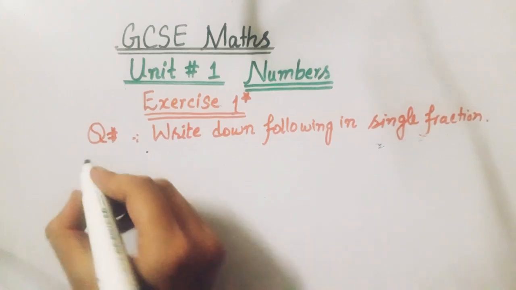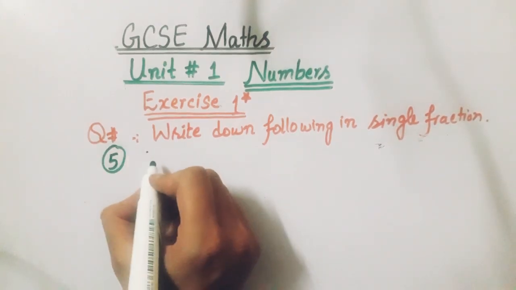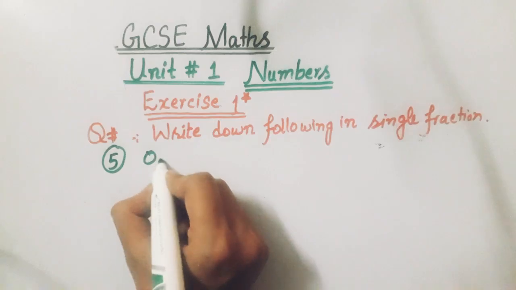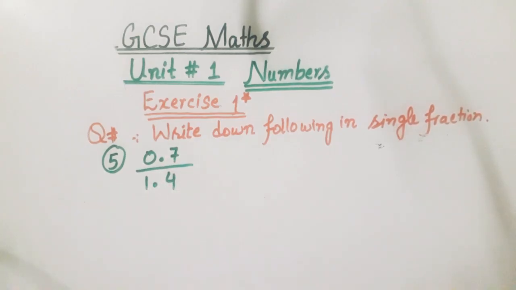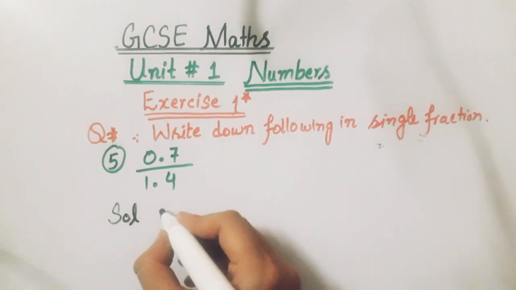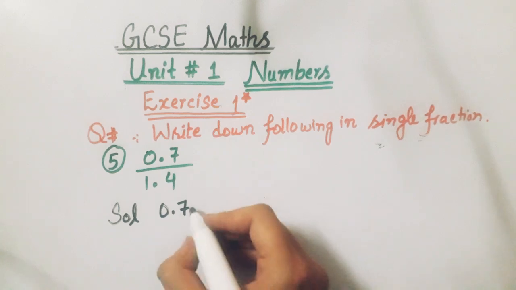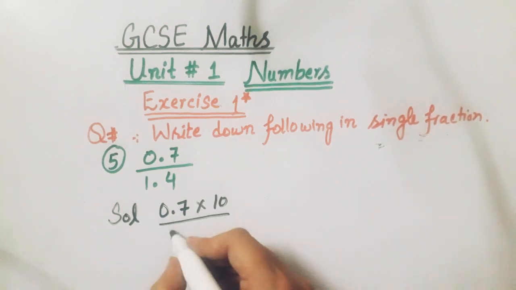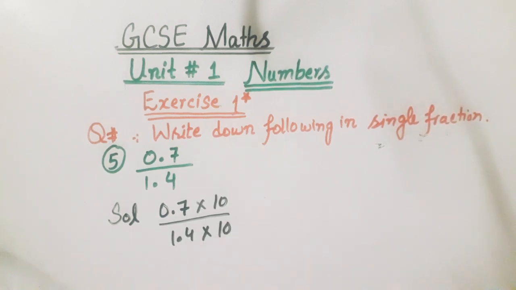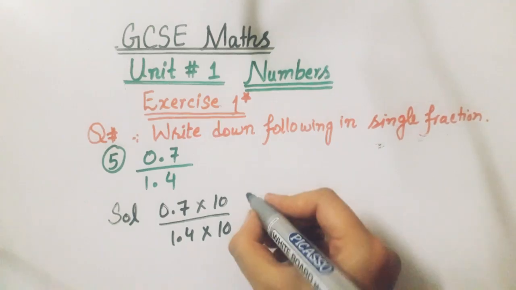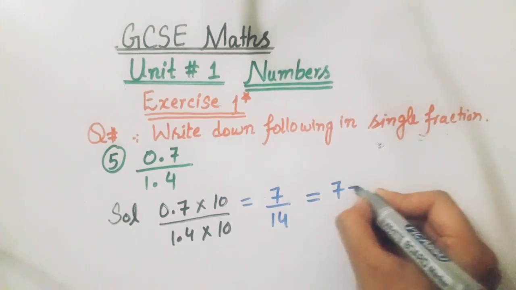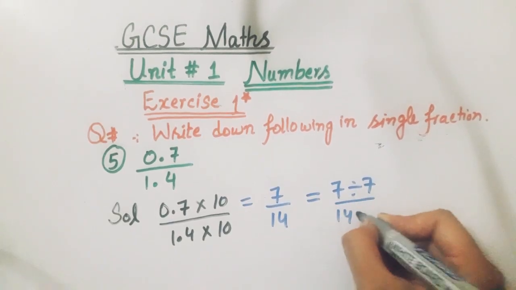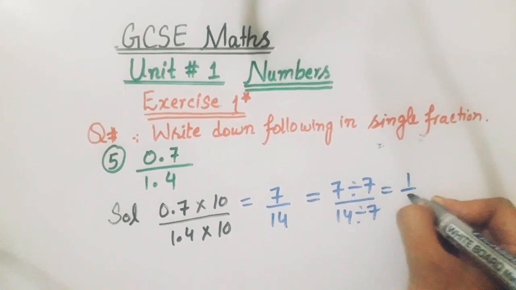Now we will solve question number 5. Question number 5 is 0.7 divided by 1.4. First of all, we will write this without decimals. For this purpose, 0.7 is multiplied by 10 and 1.4 is also multiplied by 10. So we get the simple expression 7/14. Now 7 is divided by 7 and 14 is also divided by 7. So we get the answer 1 by 2.